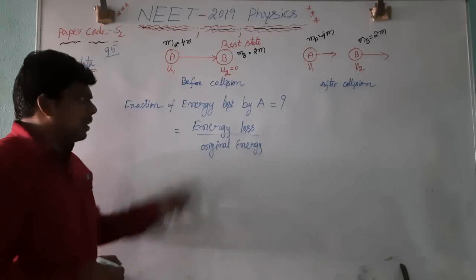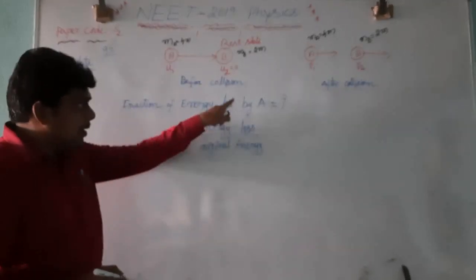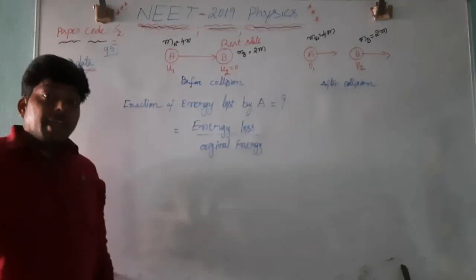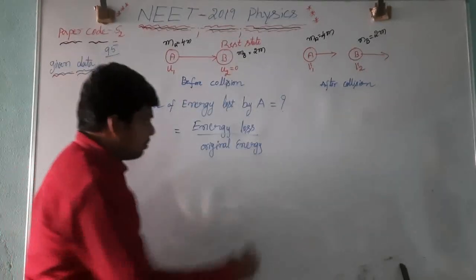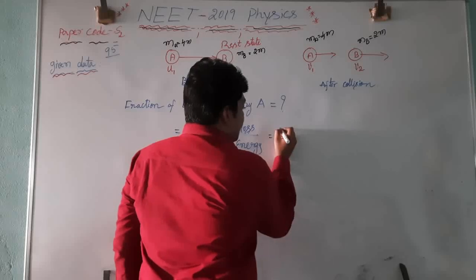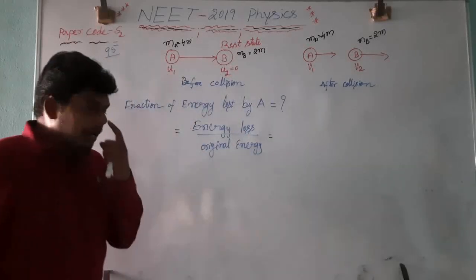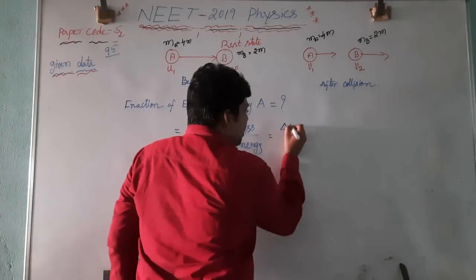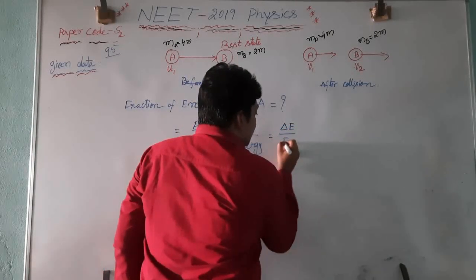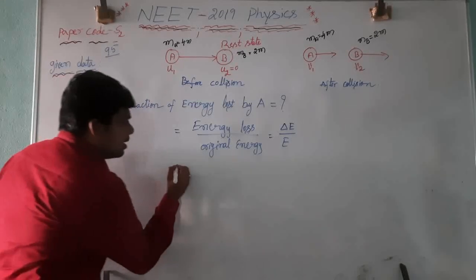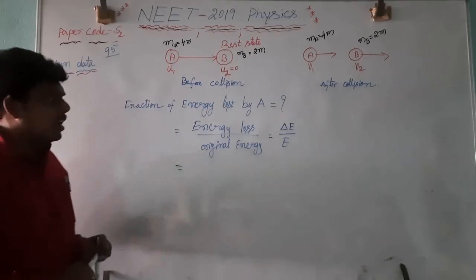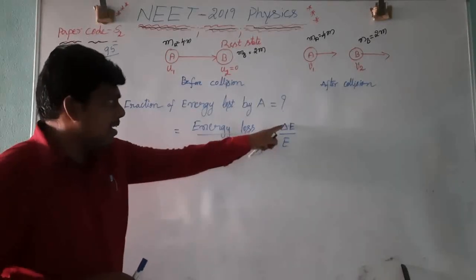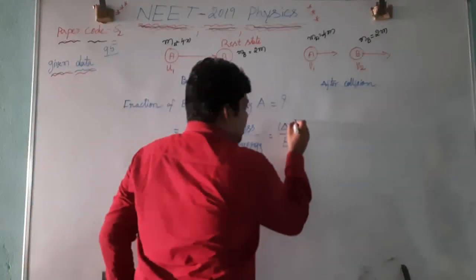Energy lost by body A. That energy is gained by which body? Energy gained by body B. So you can make it the energy gained by body B. So finally here that is nothing but delta E divided by the original energy. Now delta E, the energy loss, is nothing but the energy gained by body B, that is delta E of B.